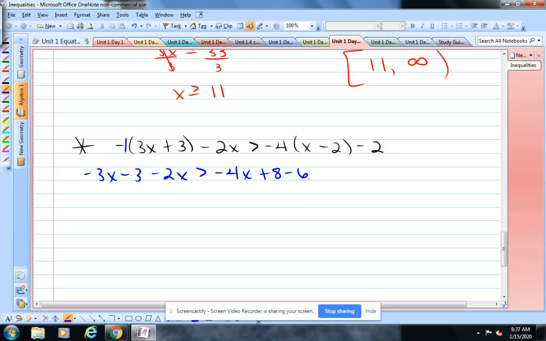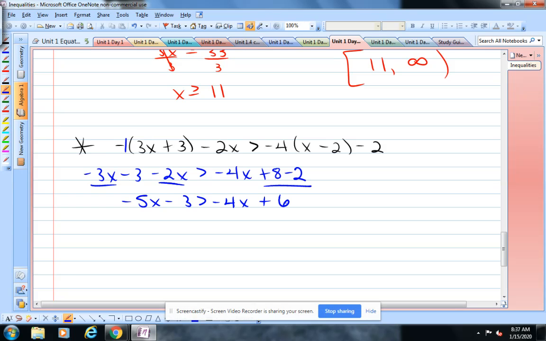All right. So on the left, I've got like terms, right? The x's are like terms. What's -3x minus 2x? -5x. Good. And then copy -3. It's greater than. And on the right, the constants are like terms, right? What is +8 minus 2? 4x plus 6.